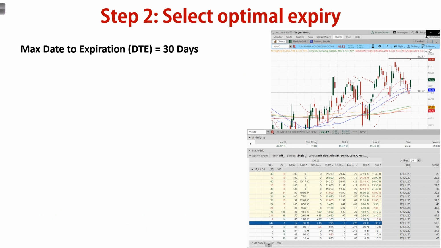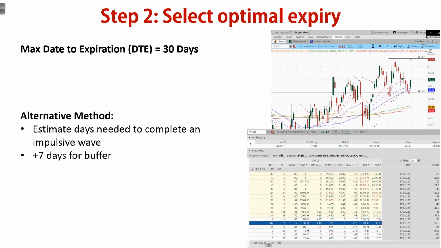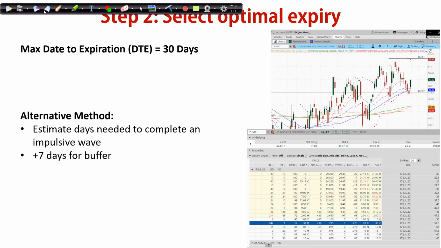Next, let's move on to the second step, and that is to select our expiry. The maximum date to expiration would be somewhere around 30 days. I'm sure that all of us want quick trades and do not want to be stuck in one trade for too long, right? There is another way that I use to optimize the selection of the expiration date. But this would rely a bit on your experience and personal judgment.